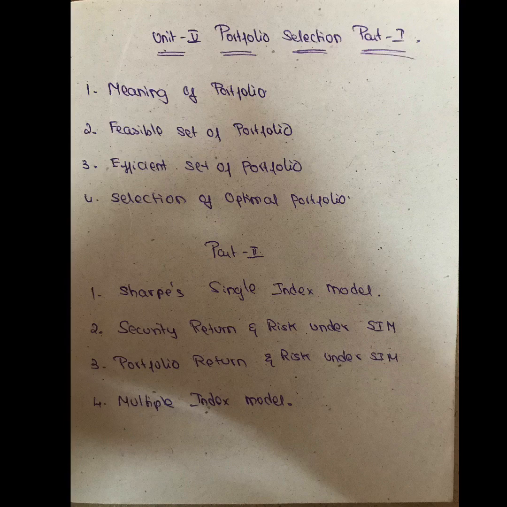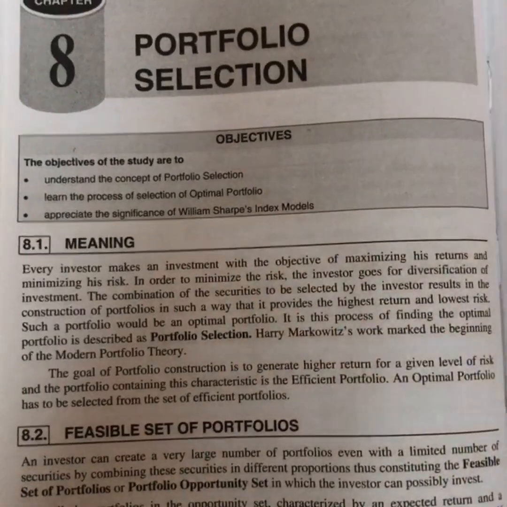Okay, in part 2 we will study the Sharpe single index model, security return and risk under the single index model, portfolio return and risk under the single index model, and the last one is the multiple index model. And this unit is very small, girls, we have only limited problems in this. So now we will see what is portfolio selection.